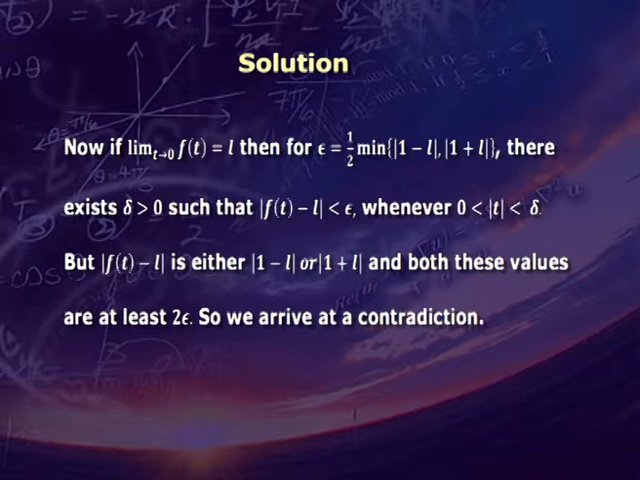But |f(t) - L| is either |1 - L| or |1 + L|, and both these values are at least 2 epsilon. So, we arrive at a contradiction.